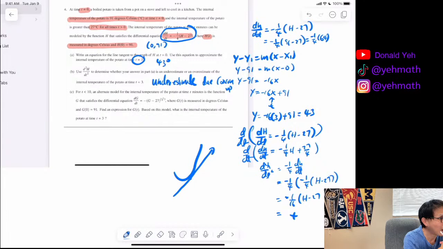It's the same. Yeah, you can plug in 43 if you want to, but it's still positive. It doesn't matter what temperature you plug in, because your temperature is always going to be greater than 27, so it doesn't matter. You can just say it's positive, because negative times negative is positive, so that's going to be positive.